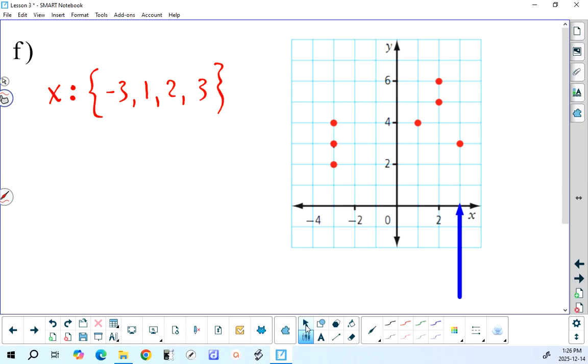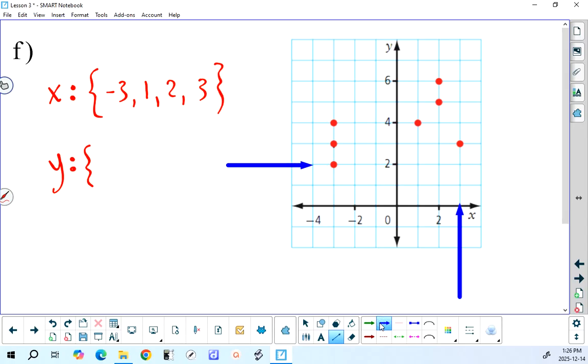And then we do the same thing for y. What are the values that y can have? So we look in the other orientation. Y can have a value of 2 or 3 or 4 or 5 or 6.